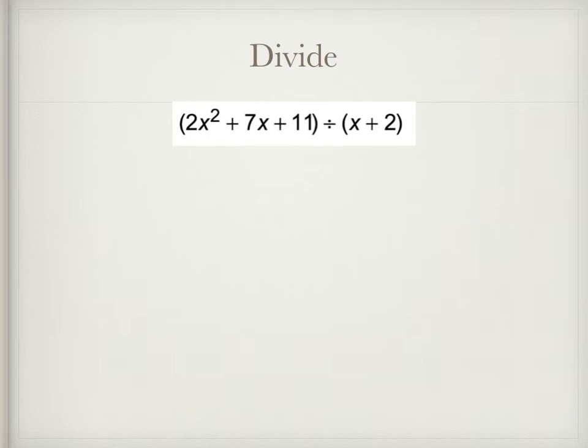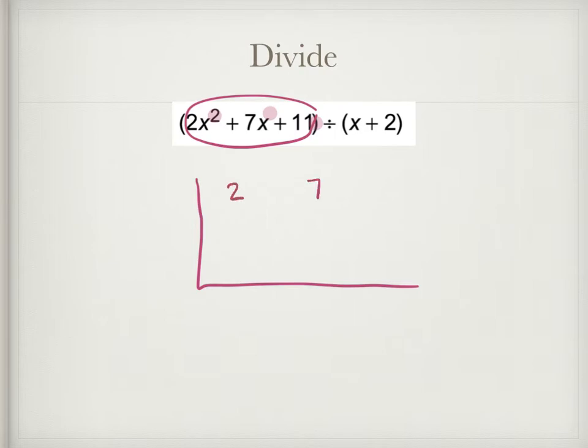So inside the box is our big one. First thing we want to do is make sure all of our x's are there. So we have x squared, just an x, and no x, so we're good there. So we can put all of our coefficients inside the box: 2, 7, 11. And then this goes outside, but remember we have to change the sign. So if it's a plus 2, we make it a minus 2 outside.